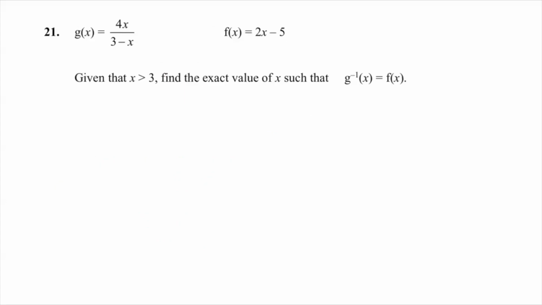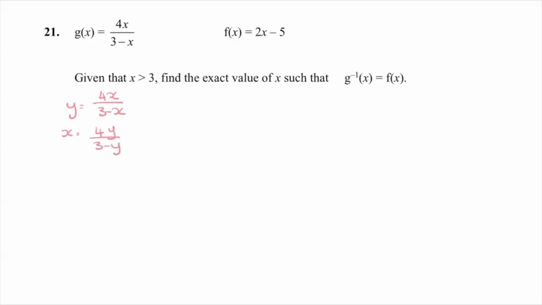Okay, so we've been given two functions, g(x) and f(x), and we've got to find the exact value of x when we've got the inverse. Notice how we've got that -1, the inverse of g equaling f of x. So the first thing that we're going to need to do is write the inverse. Instead of using g of x, we're going to use y. We are then going to swap the x and the y around. So y is going to become x, and x is going to become y.